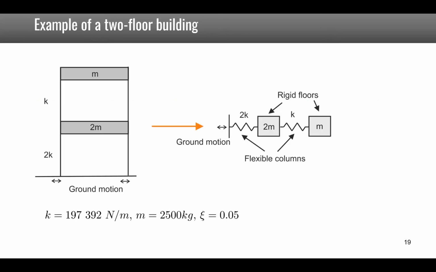Let's take an example of a two-floor building where the stiffnesses of the columns are replaced by an equivalent stiffness 2K for the first level and K for the second level. The first level has the mass 2m and the top level has the mass m. So this is the equivalent system which is excited by the ground. Here we take these specific values for K, m, and a damping of Xi equal to 5%.